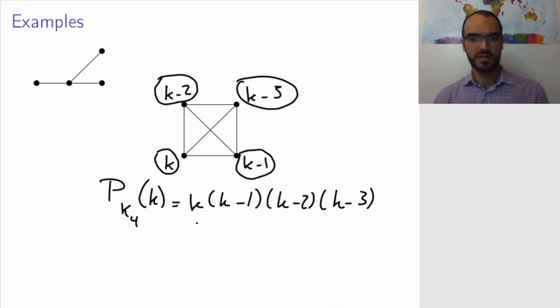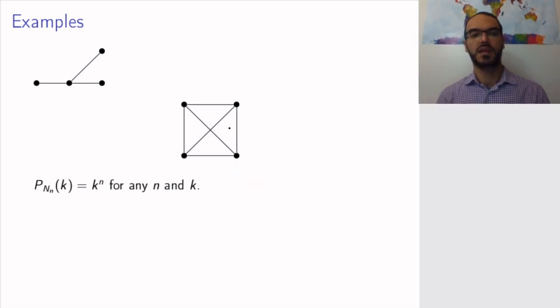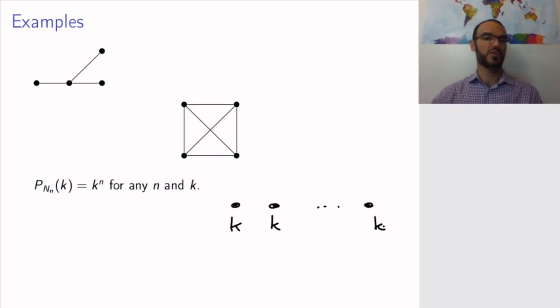So if, for example, k was 17, then I will have 17 times 16 times 15 times 14 possibilities. If k were 2, then this k-2 would be 0, and that would automatically make everything 0, which makes sense because I cannot color K4 with 2 colors. So another example, a trivial example, but one that we will come back to several times, is the null graph. The null graph on n vertices can be colored in k to the power n ways because I can color each vertex however I want. There are no edges, so there are no conditions on the colors.